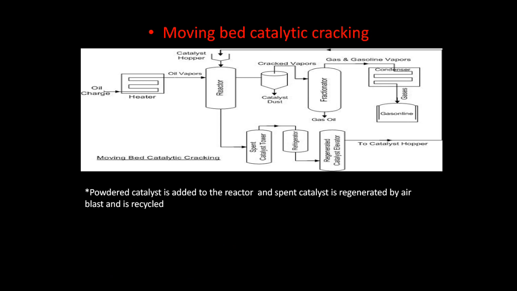Inside the reactor, cracking takes place, and the mixture is sent to the fractionating column. After fractionation, the fractions, especially the gasoline fractions, are sent to the condenser, where they are cooled down and gasoline is collected. A stabilizer is there, and the stabilizer degasses the gasoline, removing the gases, and we get the purified gasoline.